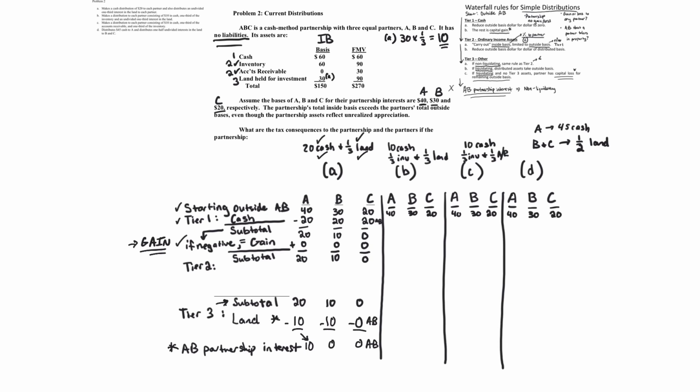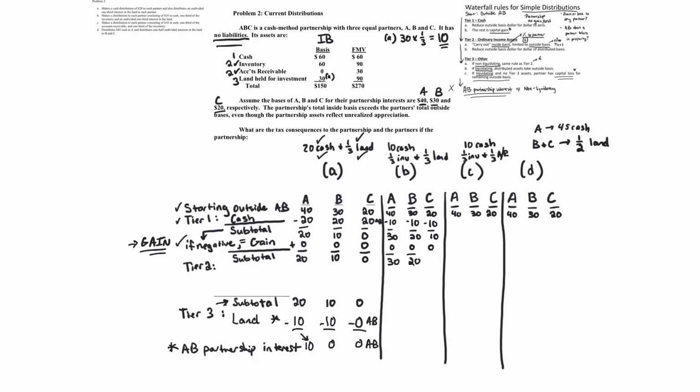So now that we've gone through all that, let's go through situations B, C, and D together. You apply all that same rationale the same way, but now you see how the mechanics work. So in B, each partner receives $10 of cash, 1/3 inventory, and 1/3 of land. So let's go through this. We got 10, 10, and 10. We subtract, we get the subtotal. So that's going to be 30, 20, and 10. None of those are negative, so there's no gain. So we bring those down.